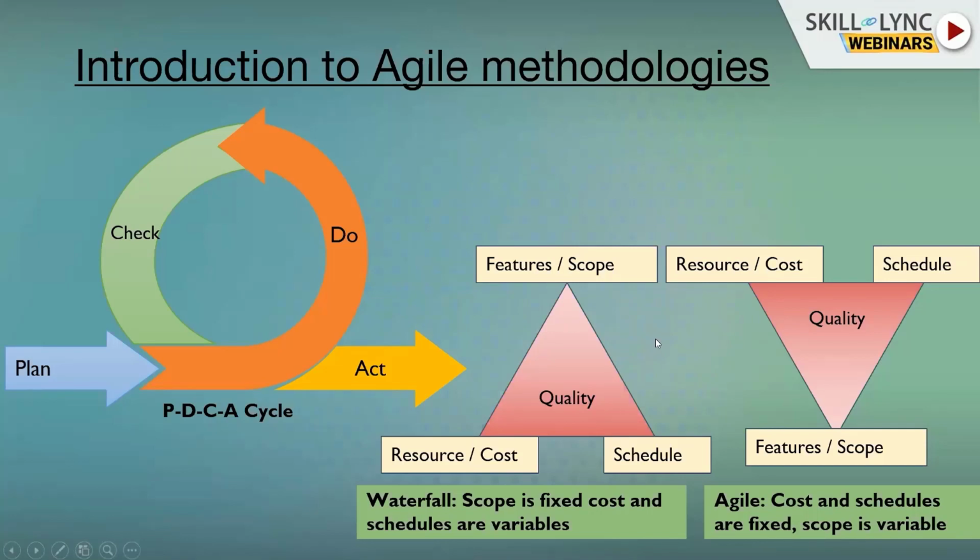into small and manageable sub-projects. Now, the figure on the right-hand side shows the iron triangle of projects. That is, in the traditional or waterfall project, the scope is fixed, and cost and schedules are variable. But in Agile, it's the inverted iron triangle. That is, cost and schedules are fixed, but the scope is variable. Moving forward.